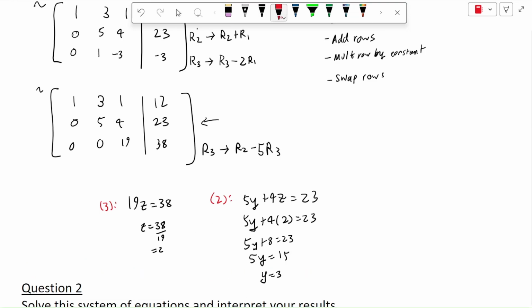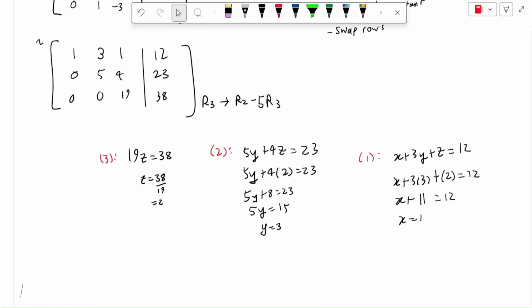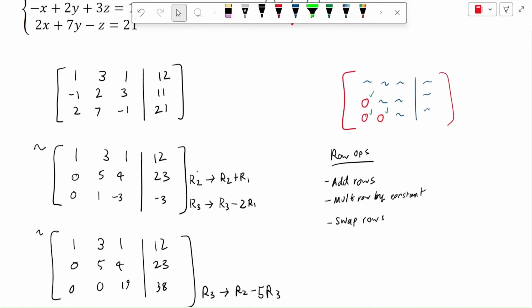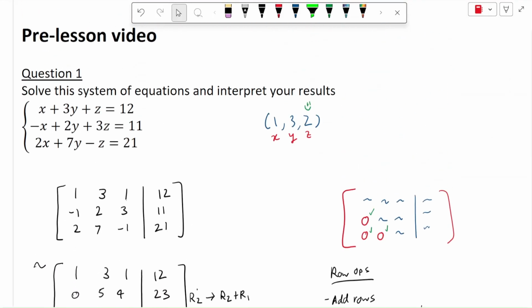And then from equation 1, you've got x plus 3y plus z is 12. So that was reading off the top row. And we can just plug in the numbers that we want. So y was 3, z was 2. So x plus 11 is 12. So x is 1. So our solution is 1 for x, 3 for y, 2 for z, which is exactly what our calculator said the answer would be.